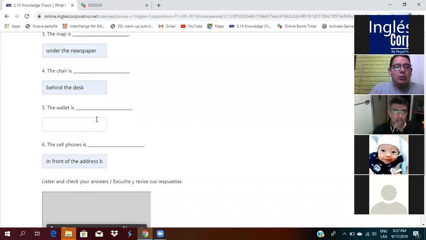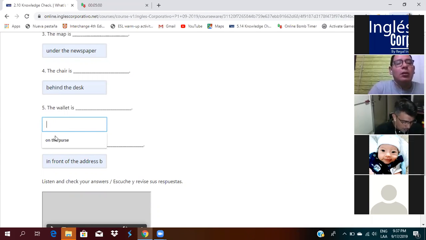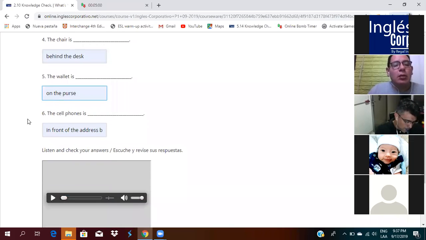Number five, the wallet is on the purse. That should be in the purse. Number six, the cell phone is in front of the address book.